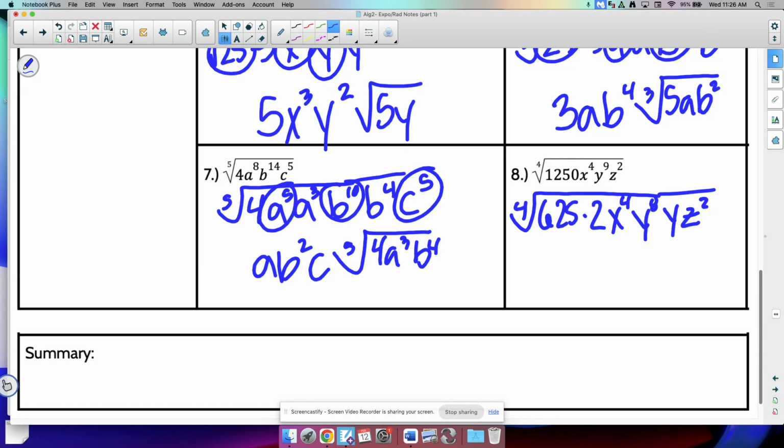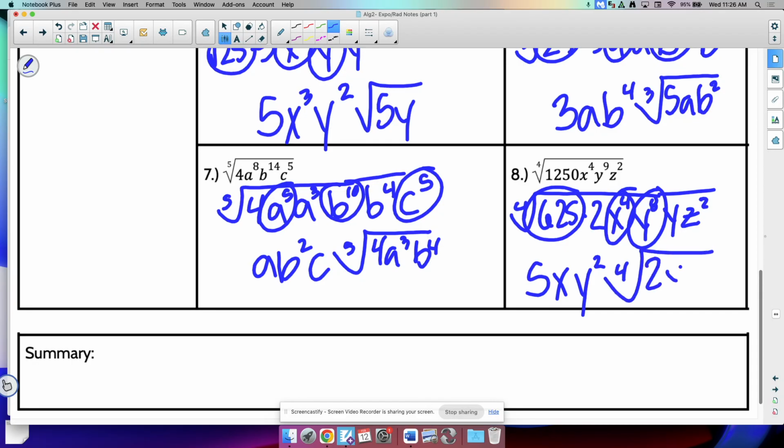When that 625 comes out, what is it going to turn into? What else can come out? And what will that turn into? What else? And then, yep, our y to the 2nd, because we can divide. And then we still have our 4th root of 2y z squared.